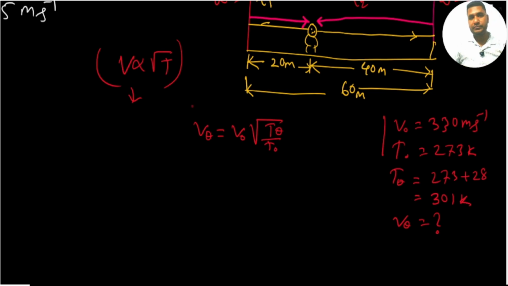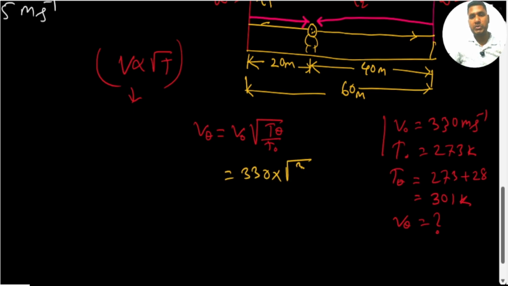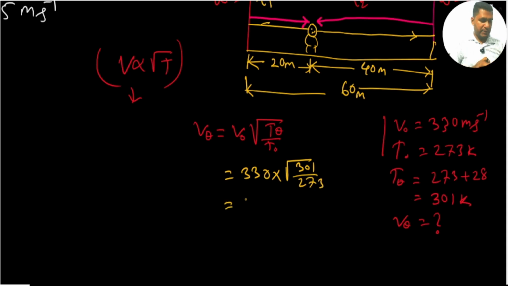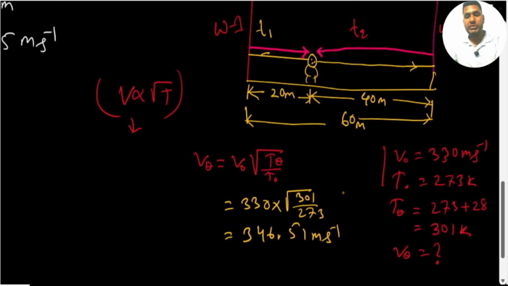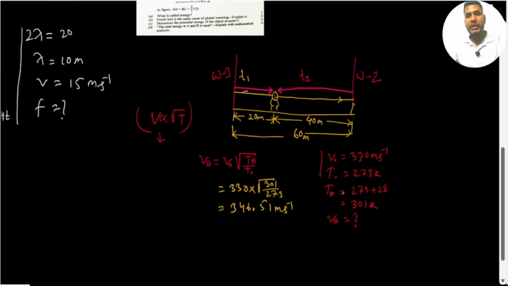So put the value here: V theta equals 330 into the root of 301 divided by 273, and after calculating, that will be 346.51 meter per second. This is the velocity of sound at 28 degree Celsius temperature. Now we will calculate T1 and T2.